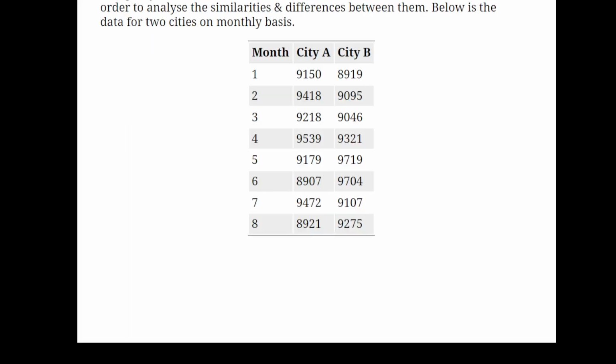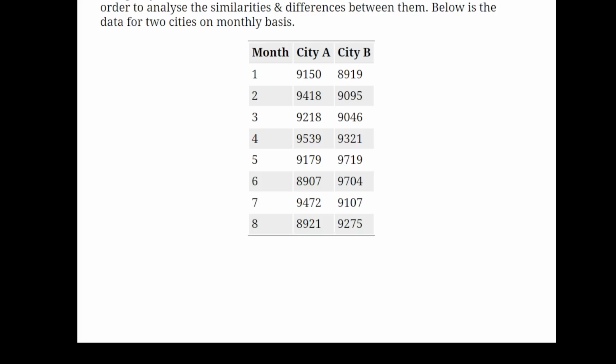Okay, so what we have here is an agency has collected data on the number of COVID-19 cases for 2 cities in order to analyze the similarities and differences between them. Below is the data for 2 cities on a monthly basis. So we have 8 months, 1, 2, 3, 4, 5, 6, 7, 8, and we have the data for City A and City B, or City 1 or City 2, doesn't really matter, for each of the 8 months.